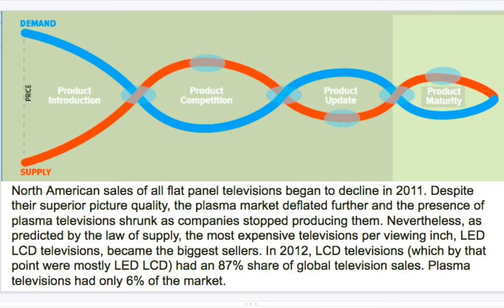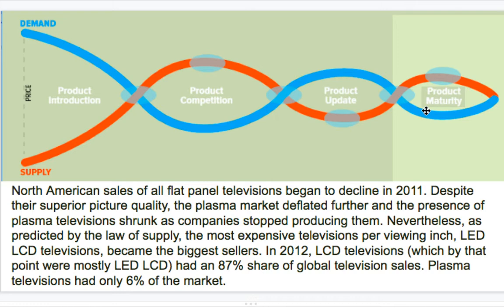In 2012, LCD televisions, which by that point were mostly LED LCD, had an 87% share of global television sales, while plasma televisions only held 6% of the market. So again, as much as they were up here, when there was gigantic demand and they were selling for almost $15,000, eventually the product fades out and becomes obsolete. Plasma televisions were among the first of the new TV models, but sales fell off totally, and by 2013 plasmas only accounted for about 5% of all televisions.